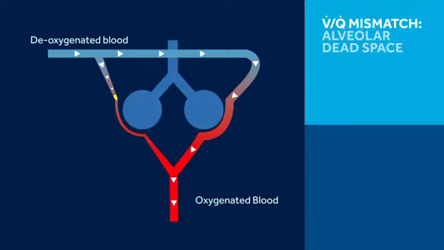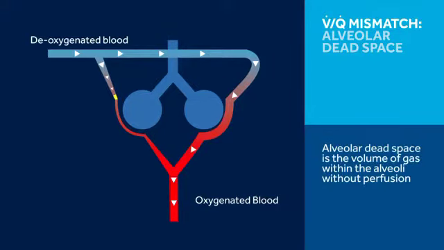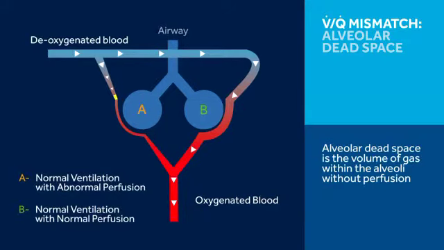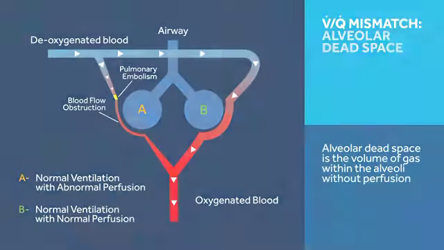Any part of the respiratory system that doesn't take part in the gas exchange is called dead space. Anatomical dead space in the upper airway is normal and is rarely changed by pathophysiology. However, dead space in the alveoli, where gas exchange normally takes place, may be an indication of pathophysiology such as pulmonary embolism or decreased cardiac output.